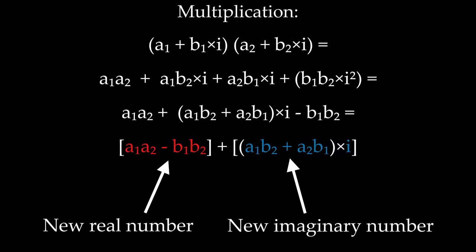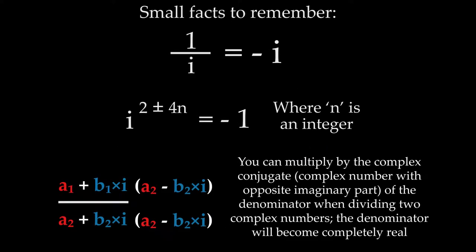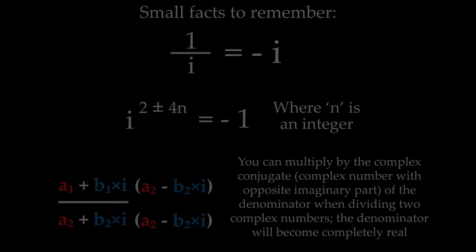When multiplying or dividing any amount of complex numbers, if we encounter i squared, or i to an integer power that happens to be of the form 2 plus a multiple of 4, we simply change it to negative 1. Here's an example.